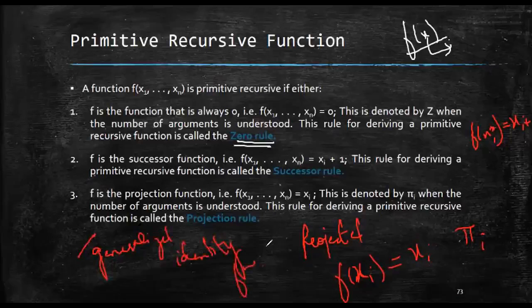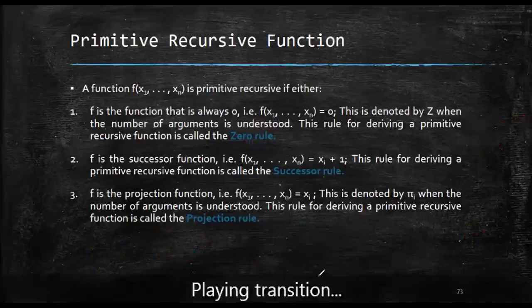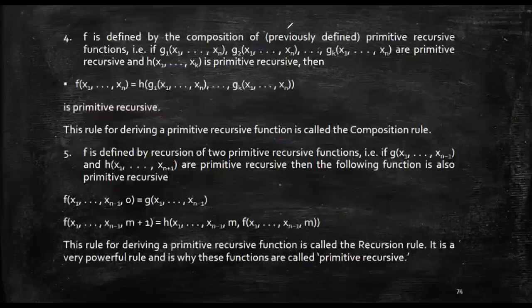Generalized identity function. Now, based on this and two more primitive recursive rules, f is defined by the composition of previously defined primitive recursive functions. That is, if g1, g2, up to gk are all primitive recursive and h is also primitive recursive, then f is written as h of g1 of x1, x2, and so on up to xn, and we take the composition of all these g1, g2, till gk. This is primitive recursive. This rule for deriving a primitive recursive function is called the composition rule.